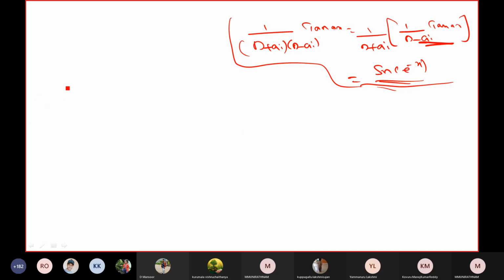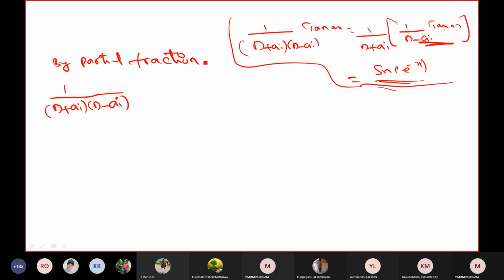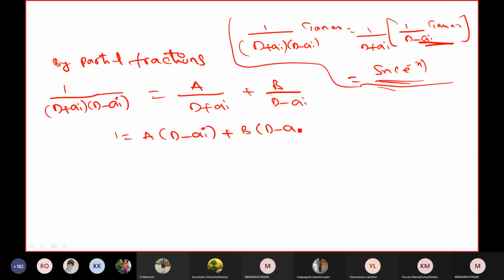Anyway, we would like to go by partial fractions: A by d plus ai plus B by d minus ai. So what are the A and B values? Anyone? Minus 1 by 2ai, and plus 1 by 2ai, sir.